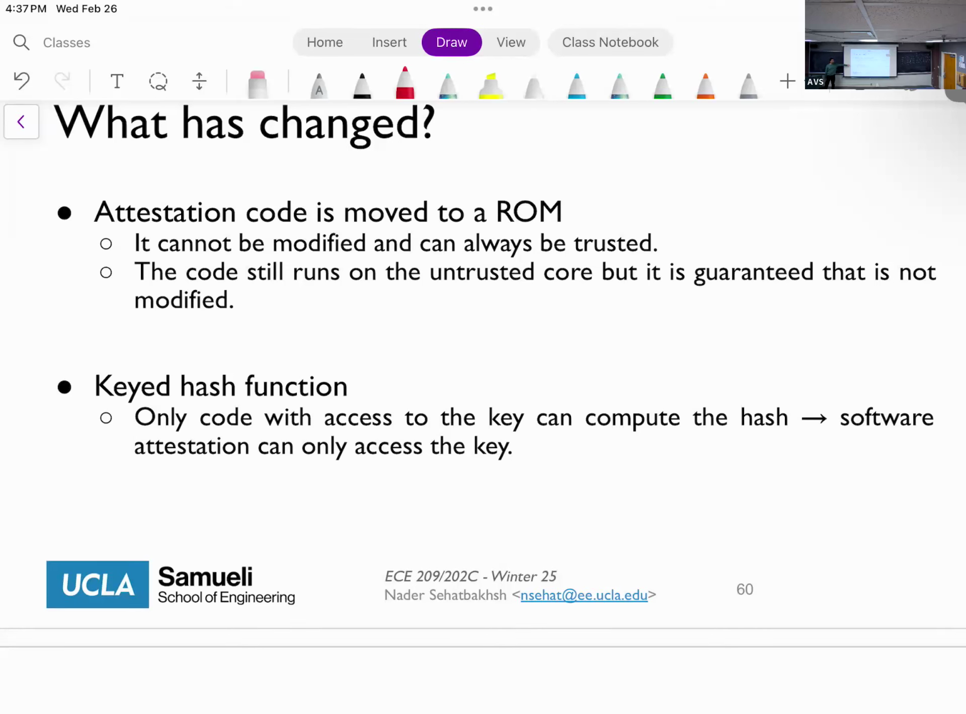And now my hash function is a keyed hash function. So not only do I compute the hash, I also need to sign it using some form of a secret. Otherwise, the adversary can also do that, which means the adversary can lie in this process. Yes. How do you make it so that only the verification code can find the key? That's where the hardware support comes into play.